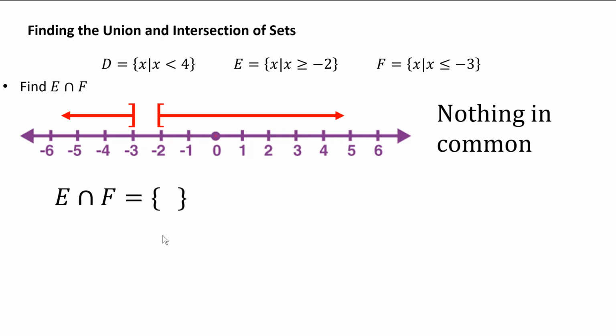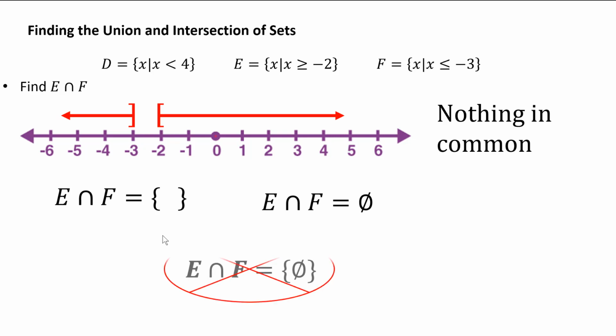So their intersection is going to be the empty set, which you can represent by 2 brackets with nothing in them, or with this 0 with a line through it. Both of those mean the empty set. But please don't write the brackets and the circle with a line through it, because that's not really good notation.